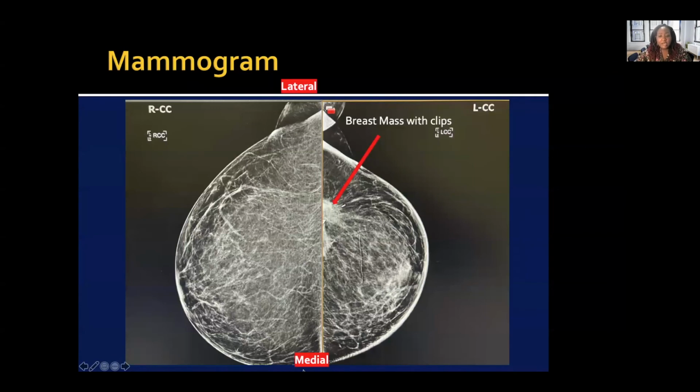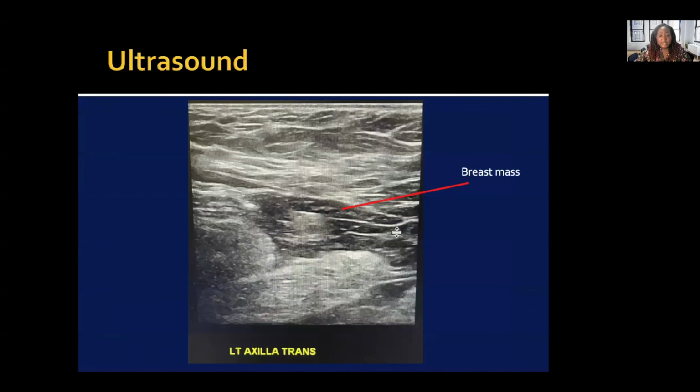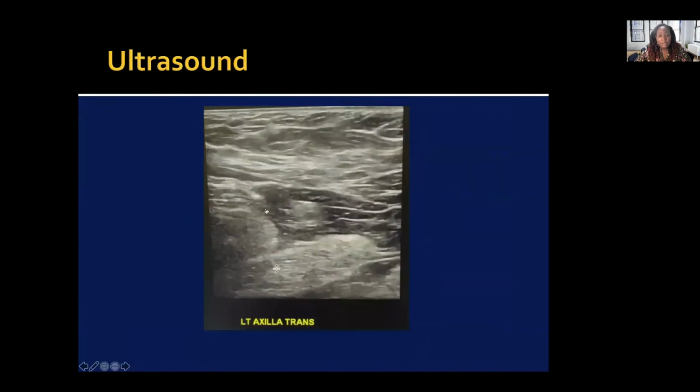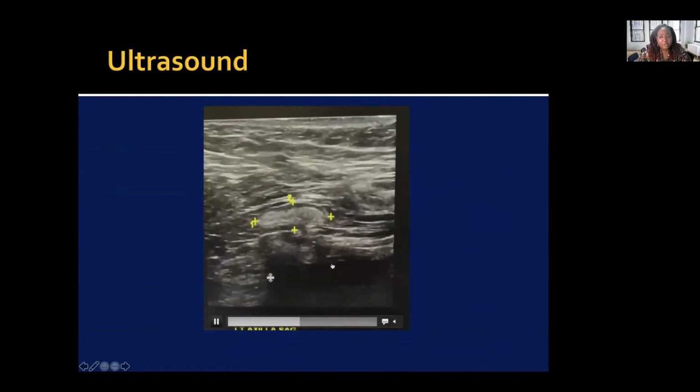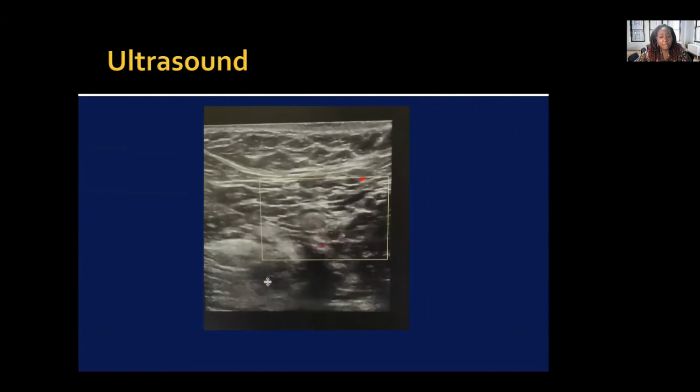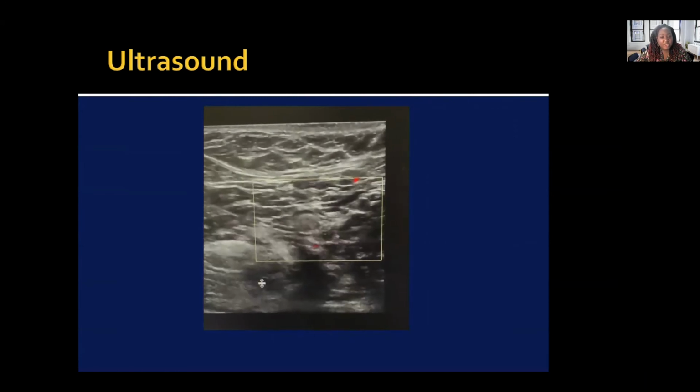Here you can see a right and left breast together in craniocaudal view. In this view, you can see a mass on the left side with associated clips in place. This is the ultrasound of that patient, and it's showing a mass. In this image, you see a 2.7 centimeter oval mass with mixed echogenicity of solid and cystic components. You can also see color Doppler flow imaging showing that there is vascularity within the solid component. That's one added benefit of ultrasound.